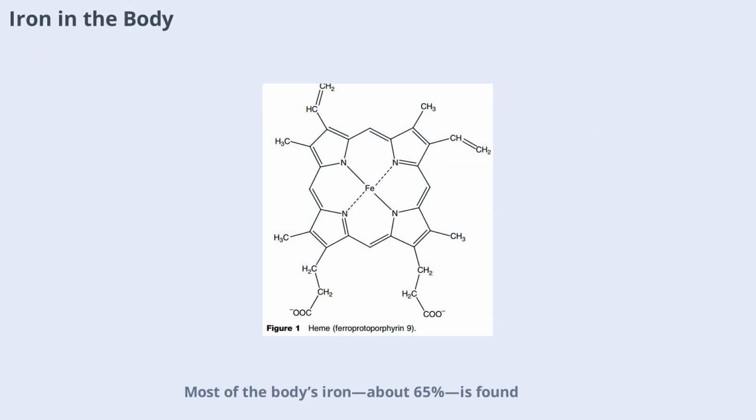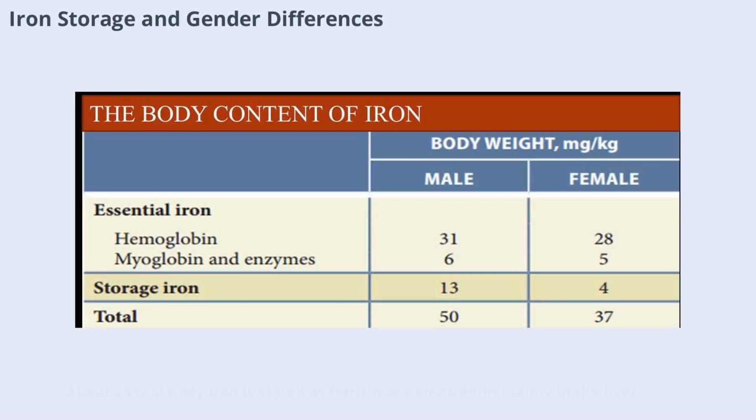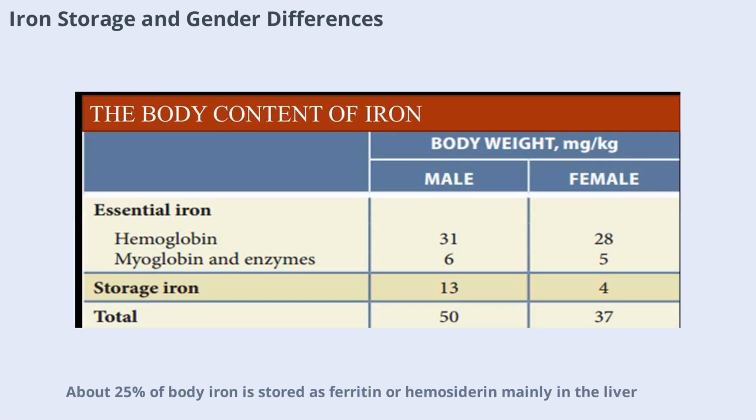Most of the body's iron, about 65%, is found in heme protein complexes like hemoglobin and myoglobin, which transport oxygen. For hemoglobin, oxygen binds directly to the iron atom in the Fe2+ state, stabilized by the protoporphyrin ring. The rest of the body's iron is stored as ferritin or hemosiderin, or found in enzymes and myoglobin. About 25% of body iron is stored as ferritin or hemosiderin, mainly in the liver, spleen, and bone. Myoglobin accounts for around 7%, with the rest in enzymes.